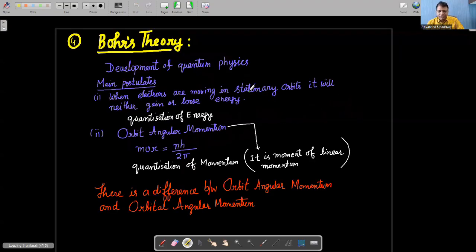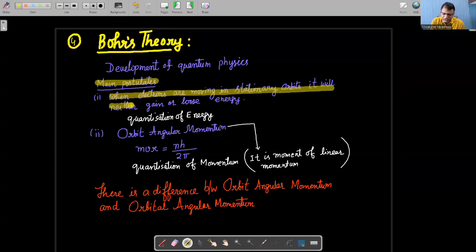Then about Bohr's theory: before Bohr's theory we should understand that there is support given by quantum physics. We are discussing the discrete form of orbital angular momentum, and the discrete form of energy. So Bohr's theory is supported by quantum physics. In the development of Bohr's theory, there are two postulates. The main postulate is that when the electron is moving in a stationary orbit, it will neither lose nor gain energy. This can only be explained on the basis of quantum physics.